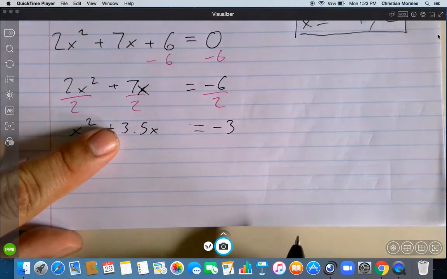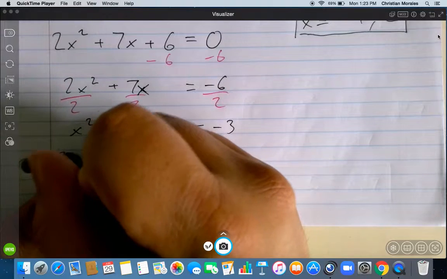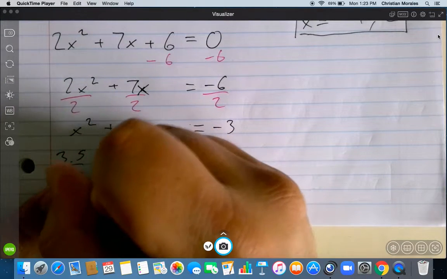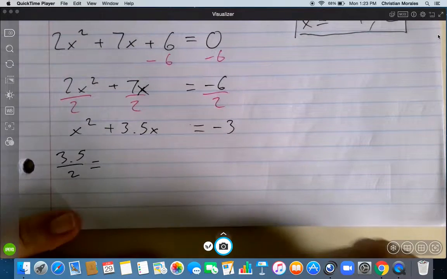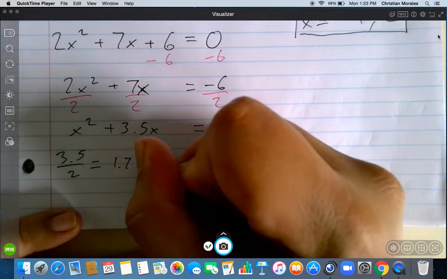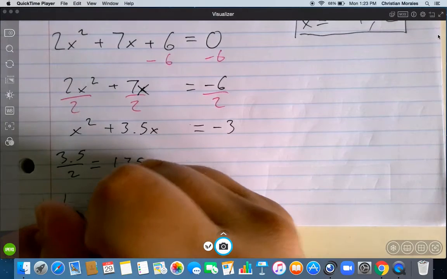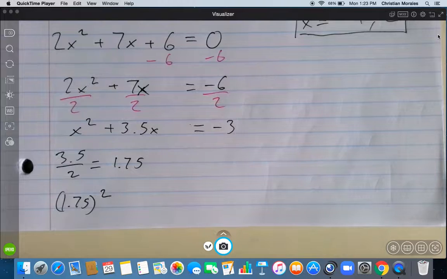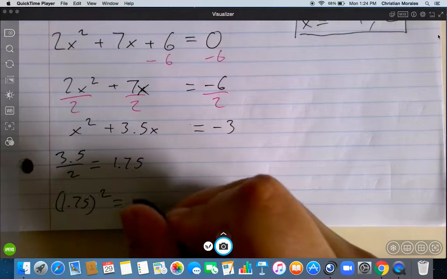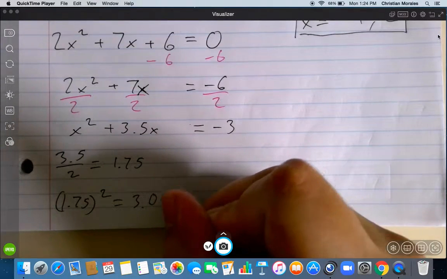Okay, 3.5, that's your b. We're going to split that in half. So half of 3.5 is 1.75. Okay, we're going to take 1.75 and we are going to square it. So let me use my calculator real fast. 1.75 squared. And I get 3.06.